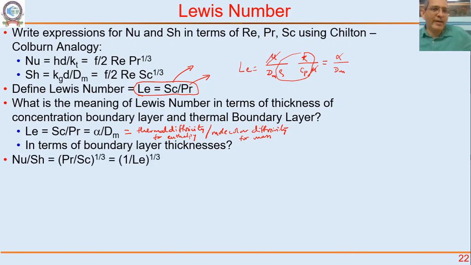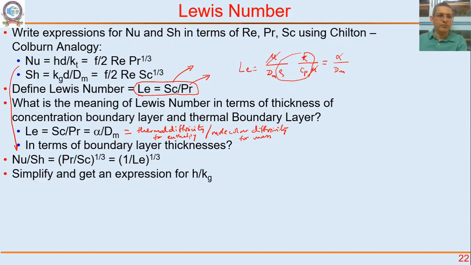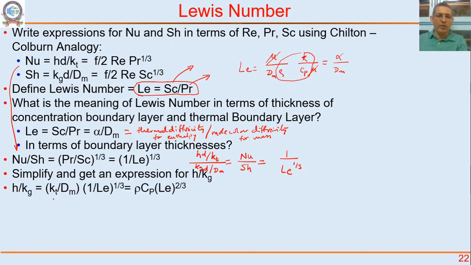Now let's go forward. Can I take ratio from here? Nusselt number by Sherwood number. Can I take this ratio? That would be Prandtl number divided by Schmidt number raised to 1 by 3, which is same as 1 by Lewis number raised to 1 by 3. Go forward, simplify. We want Nusselt number divided by Sherwood number. This is same as 1 by Lewis number raised to 1 by 3. What is Nusselt number? H D by thermal conductivity. What is Sherwood number? Mass transfer coefficient, D divided by molecular diffusivity. Right? So now H by kg, you can write, this D will cancel out.